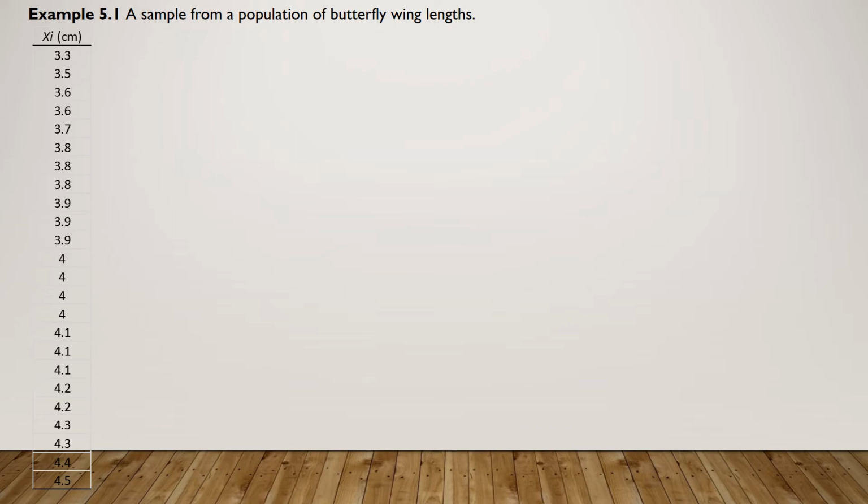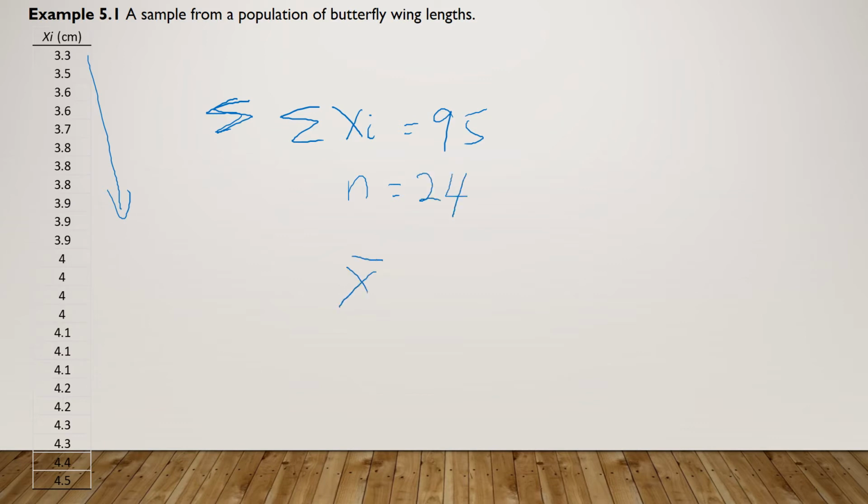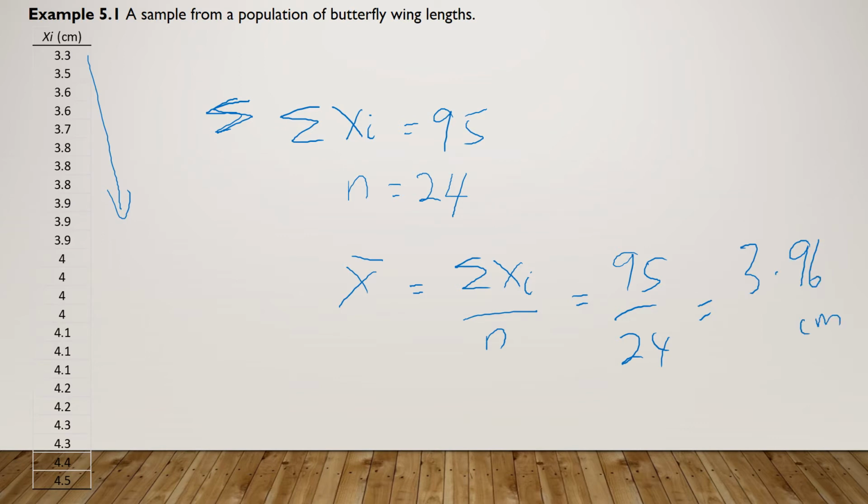Example 5.1 here demonstrates the calculation of the sample mean. Note that the mean has the same units of measurement as do the individual observations. So the summation of xi here is equal to 95. You sum up all of these, it will be 95, and the number of samples is 24. So x bar is equal to the summation of xi over n, which is 95 over 24, equals 3.96 centimeters. You may pause the video and try it yourself.